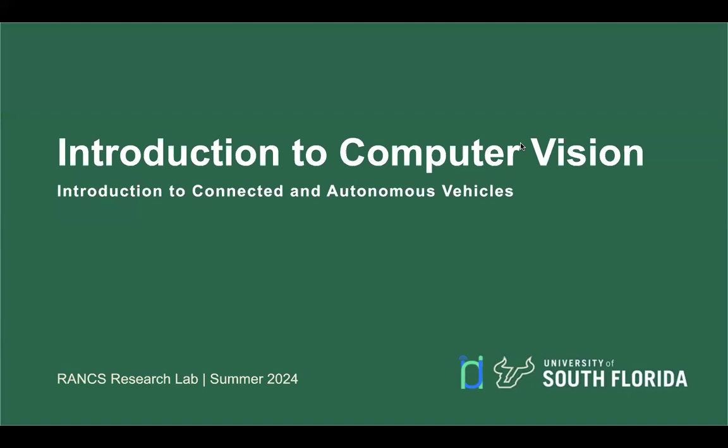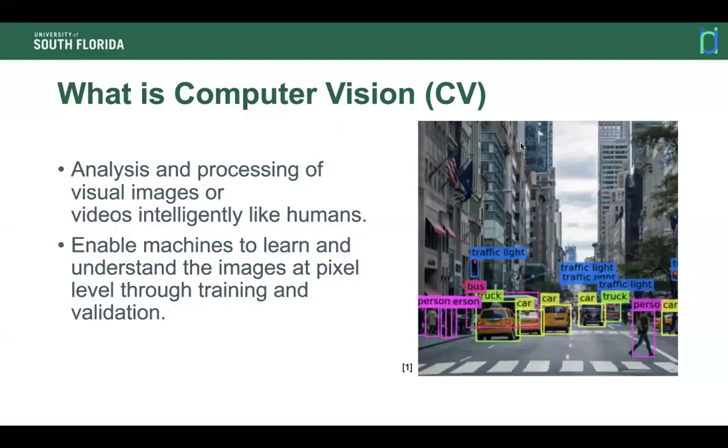This lecture will cover a brief overview of computer vision, focusing on its application in connected and autonomous vehicles. So computer vision is the field of study that enables machines to analyze and process visual images or video intelligently, similar to how humans do. It involves training machines to learn and understand images at the pixel level through training and validation.